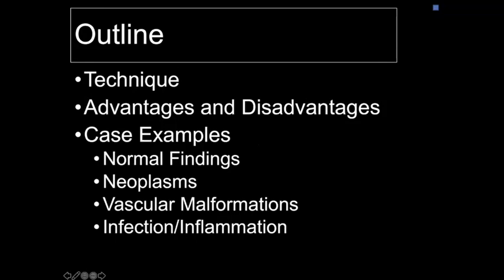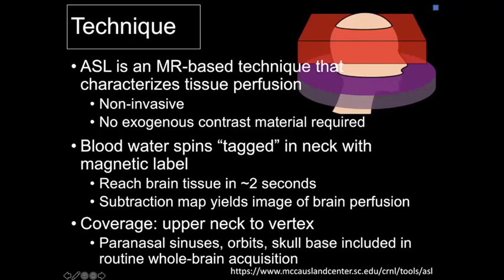Today, we'll talk a little bit about the ASL technique, review its advantages and disadvantages, and spend most of our time on case examples. ASL is an MR-based technique that characterizes tissue perfusion. It's non-invasive and no exogenous contrast material is required. Blood-water spins are, quote, tagged in the neck with a magnetic label. These labeled spins reach the brain tissue in about 2 seconds, and a subtraction map yields an image of brain perfusion. The coverage routinely is from the upper neck to the vertex. Therefore, paranasal sinuses, orbits, and skull base are included in a routine whole brain ASL acquisition.